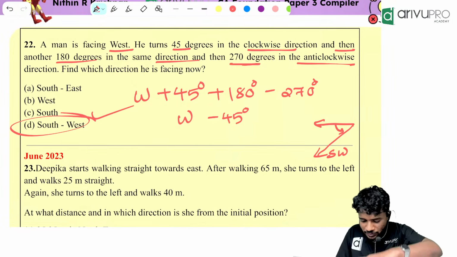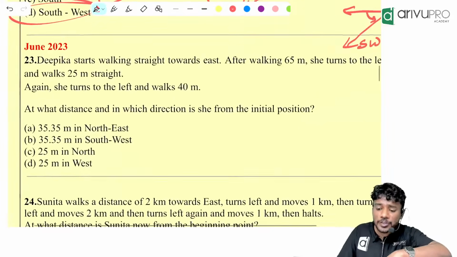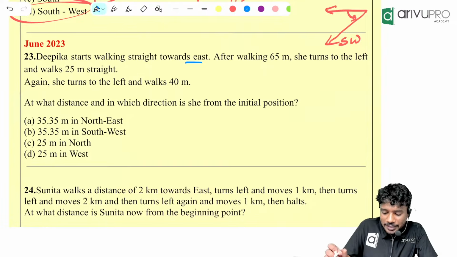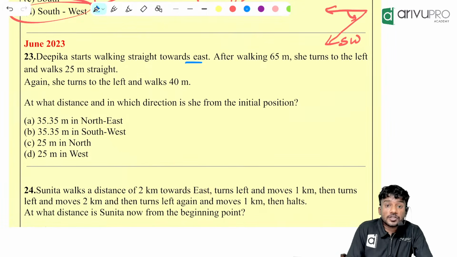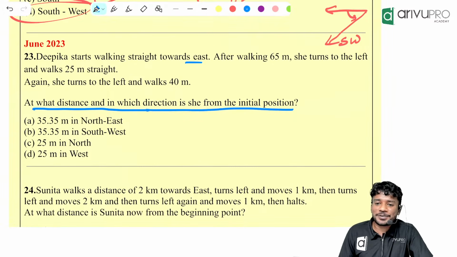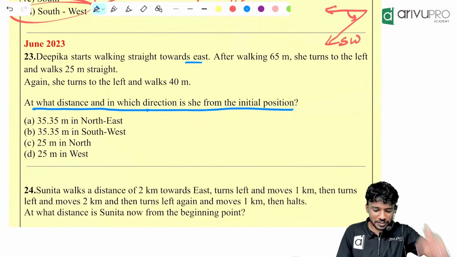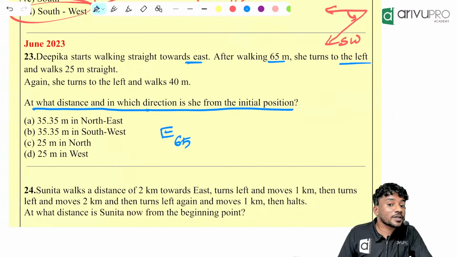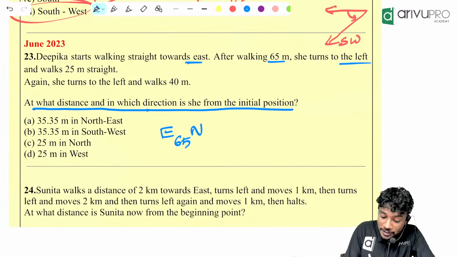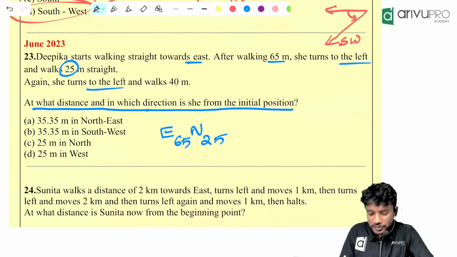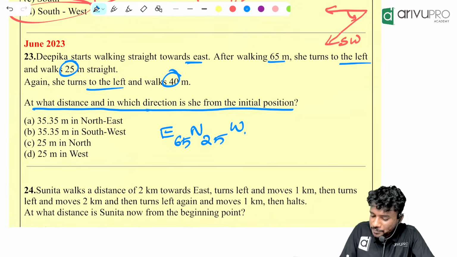Easy answer. Next one, June 2023 exam. Deepika starts walking straight east. First of all, we will see what they are asking: what distance and in which direction from the initial point. Same type of question, again repetition. Deepika is walking east 65 meters. Turned left. Left of east is north, 25 meters. Then turn to the left. Left of north is west, 40 meters.